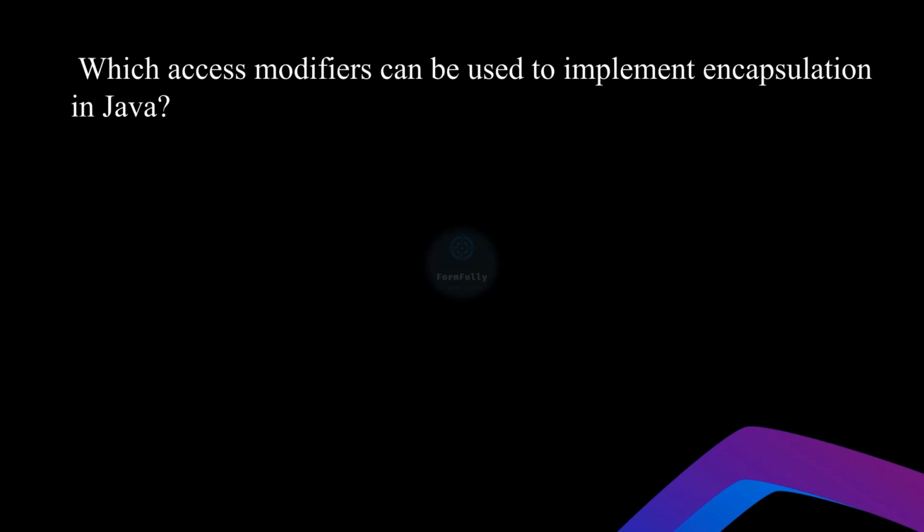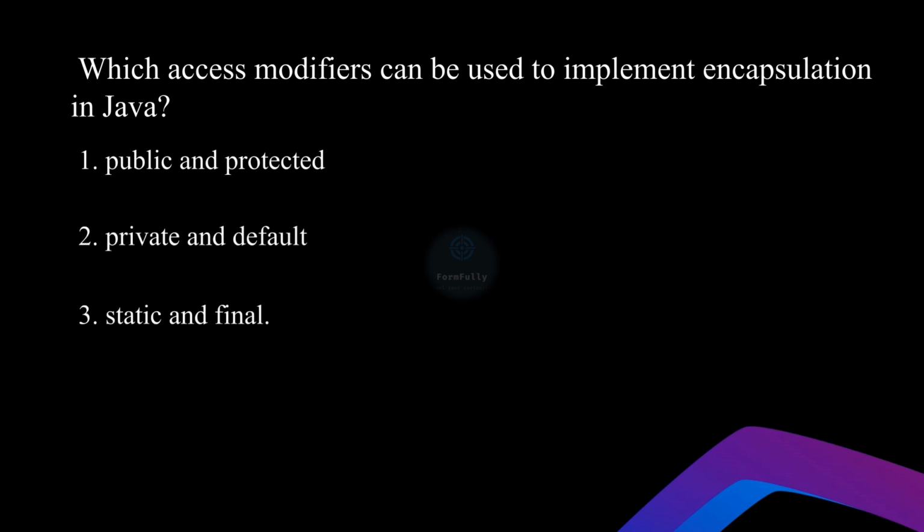Moving to the next question. Which access modifier can be used to implement encapsulation in Java? Options are public and protected, private and default, static and final, abstract and synchronize.